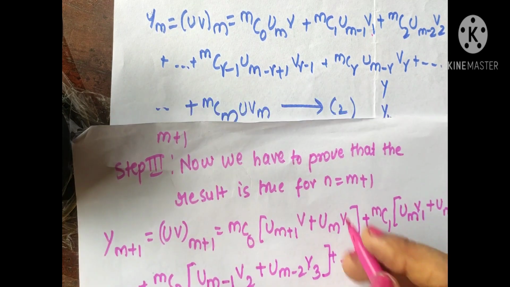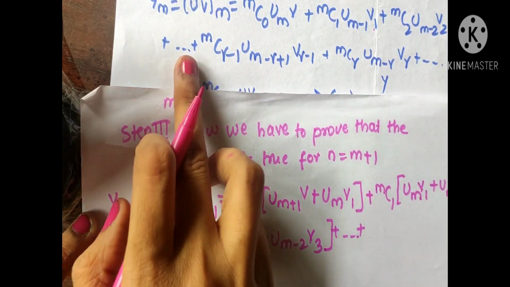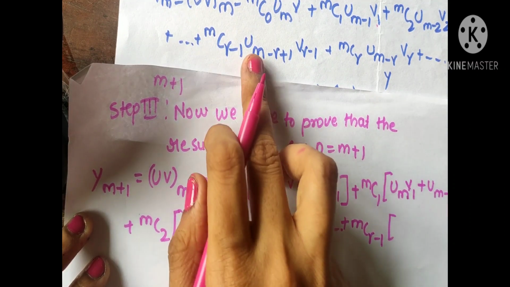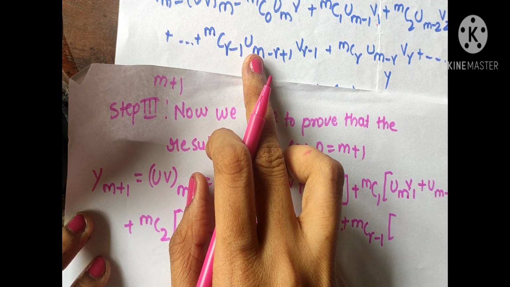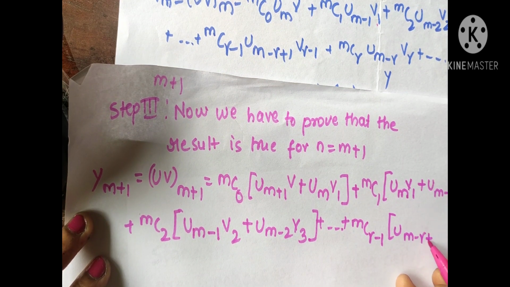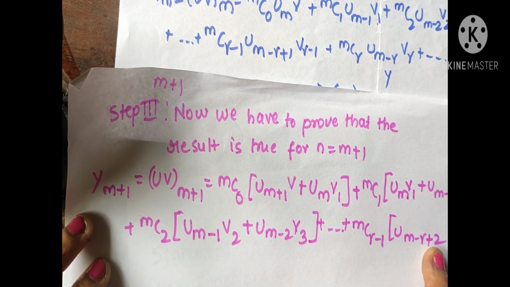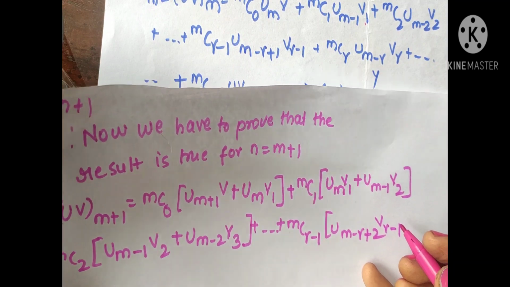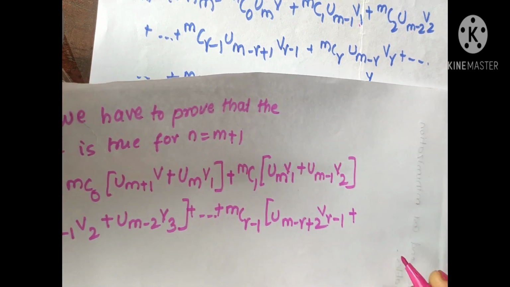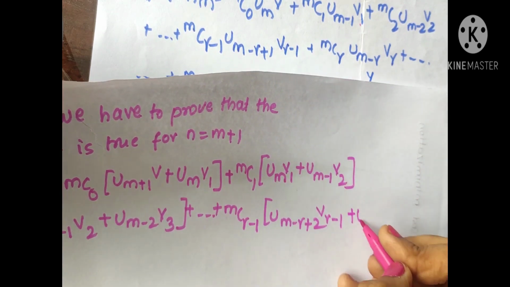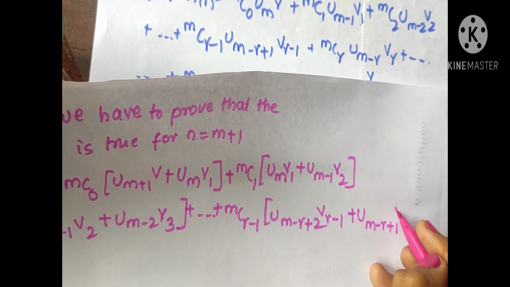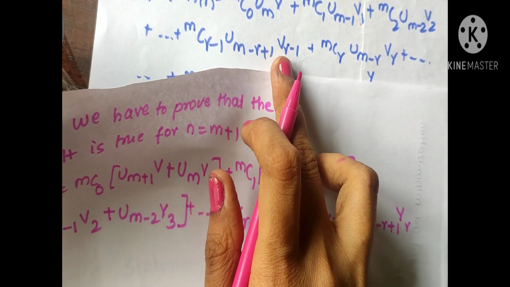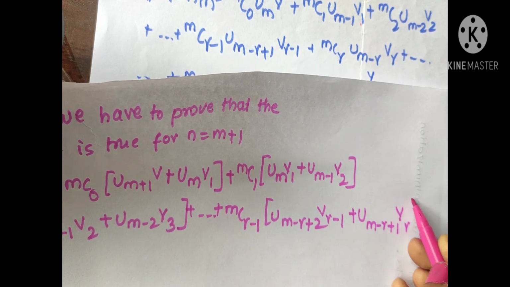Again so on. Just see here, mcr minus 1 is there, mcr minus 1, differentiation of this will become um minus r plus 2, plus 1 plus 1, that is plus 2, vr minus 1, okay, plus um minus r plus 1 vr, differentiation of this vr minus 1 differentiation is vr, okay.